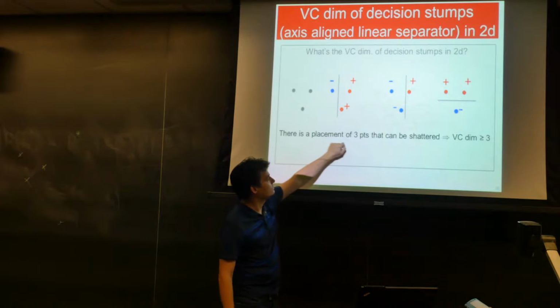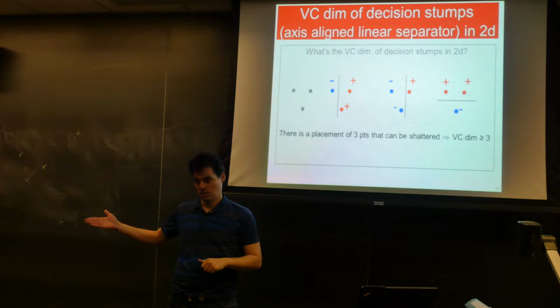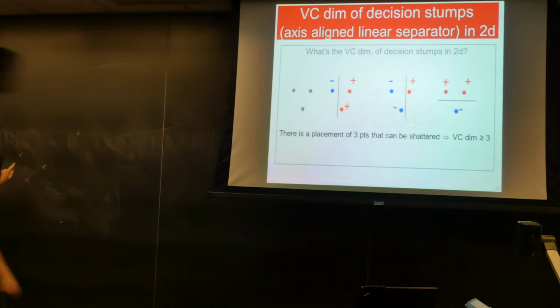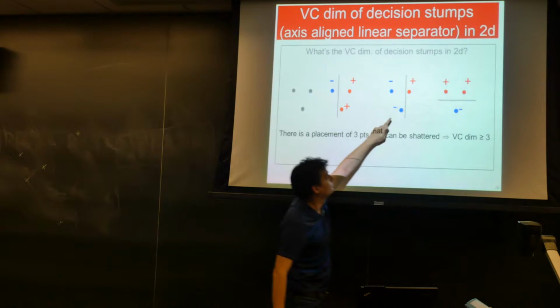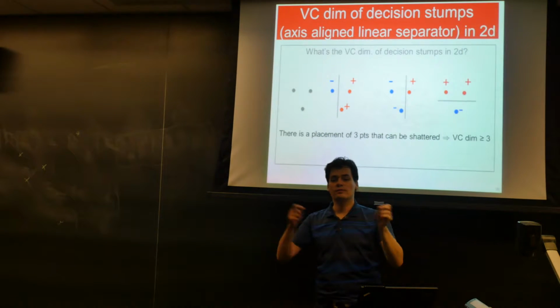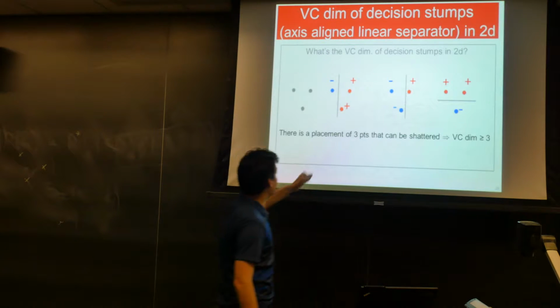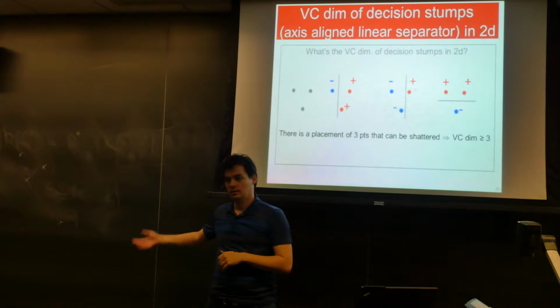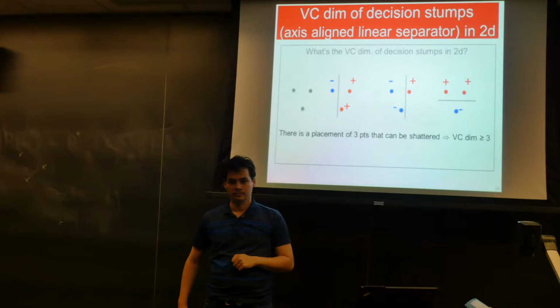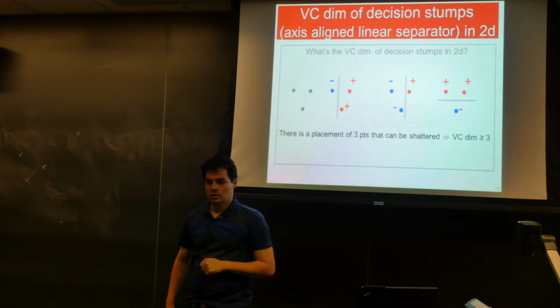If we can see that there's a placement of 3 points that can be shattered, then it means that the VC dimension is at least 3. If I can prove that these 3 points can be shattered, that is, I can see all 8 different behaviors on these 3 points, then the VC dimension is at least 3. And we can see that it's indeed the case. If we have these 3 points, it doesn't matter which of the 8 different labelings I choose. There would be a classifier, either a vertical line or a horizontal line, that would perfectly classify these points. Any questions so far?